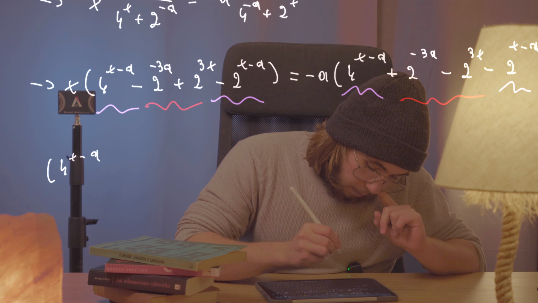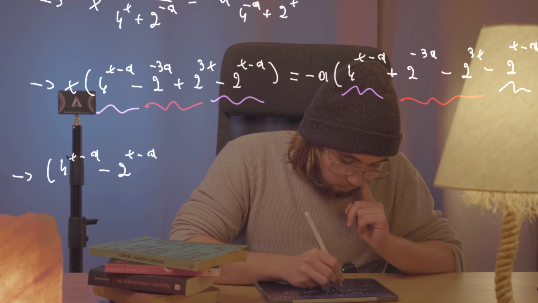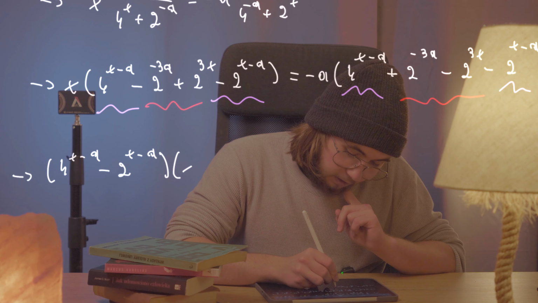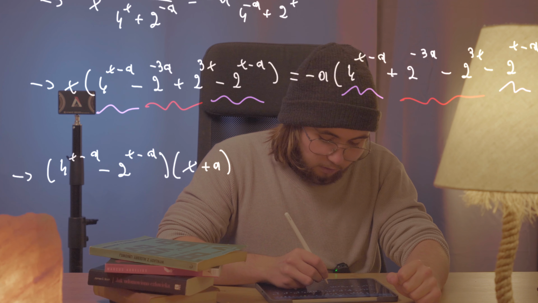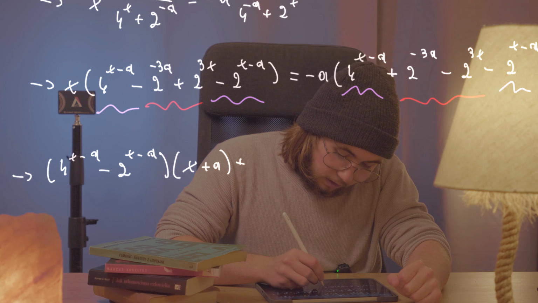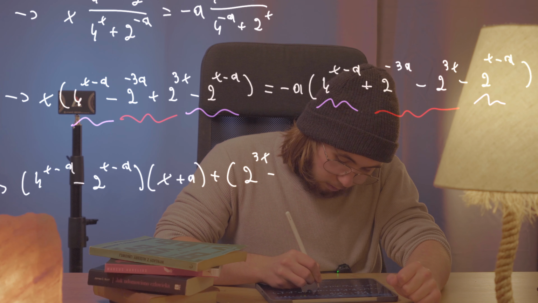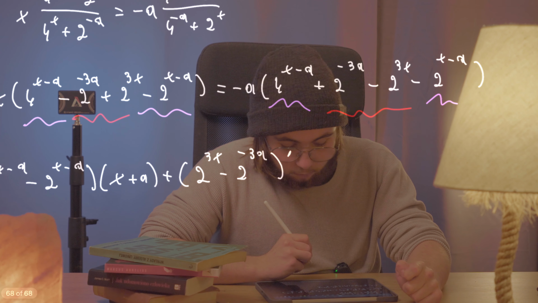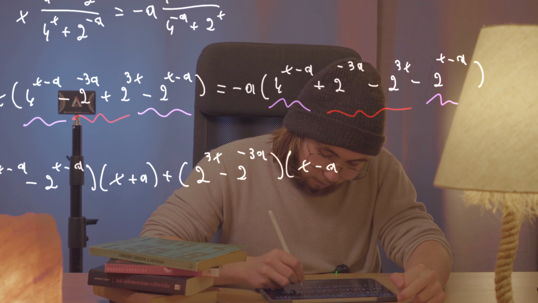minus a minus 2 to the power of x minus a, I should draw an arrow here, something like this, multiplied by x and now plus a, x plus a, because we are getting this negative a to the left hand side, we're going to have to change the sign there. Plus this 2 to the power of triple the x minus 2 to the power of negative triple the a. And that's going to be multiplied by x minus a, because we are getting it to the left hand side. That's also going to be equal to 0.